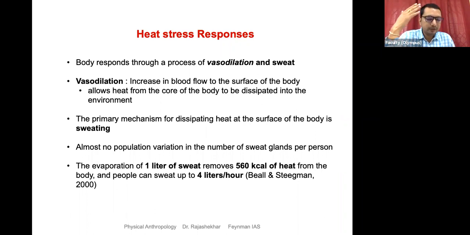And what happens when blood is traveling through the blood vessels at a higher rate? More heat is released. Like that, vasodilation is a common process, and along with that, sweat. We sweat so much. The purpose of sweating is to release the amount of heat that you are accumulating in the body, so that the average temperature in your body is maintained.